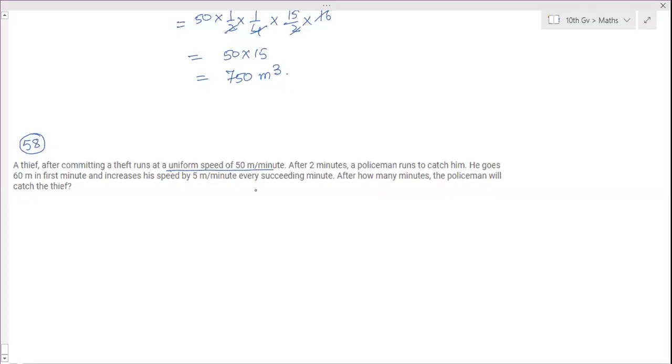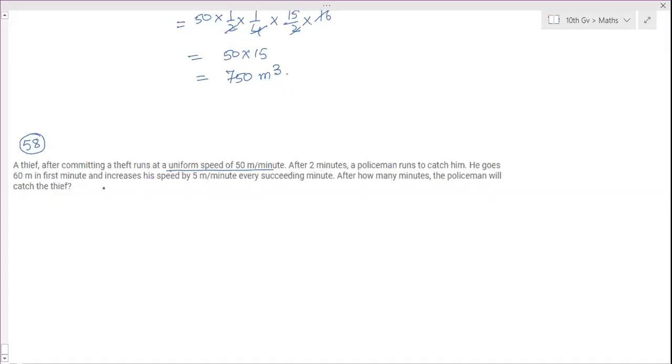Every minute he will cover 50-meter distance. Now after 2 minutes, the policeman runs to catch him. He goes 60 meters in the first minute and increases his speed by 5 meters per minute every succeeding minute. That means the policeman has to catch him because the thief has started 2 minutes earlier.